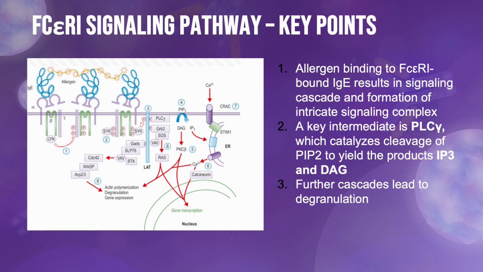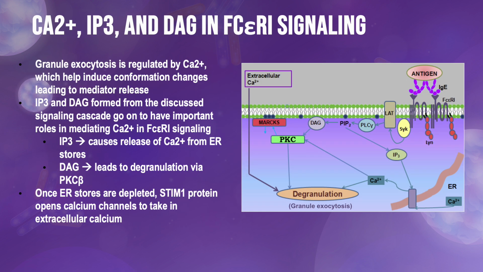So really the big takeaway here is that the key molecules I want to focus on are IP3 and DAG, or diacylglycerol. And these two are going to be related very directly to how the mast cell degranulates. So let's talk about that. Granule exocytosis, or degranulation, is actually very regulated by calcium. And once we know that, many of you might start to connect the dots, because DAG and IP3 are very related to calcium signaling.